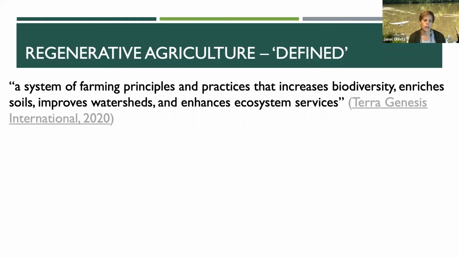And this one here: a system of farming principles and practices that increases biodiversity, enriches soils, improves watersheds, enhances ecosystem services. This is a very ecologically minded definition, looking at just the more soil-based soil health practices. And it's different from sustainable in the fact that it is talking about not just sustaining it at whatever level it's at, but actually improving it.